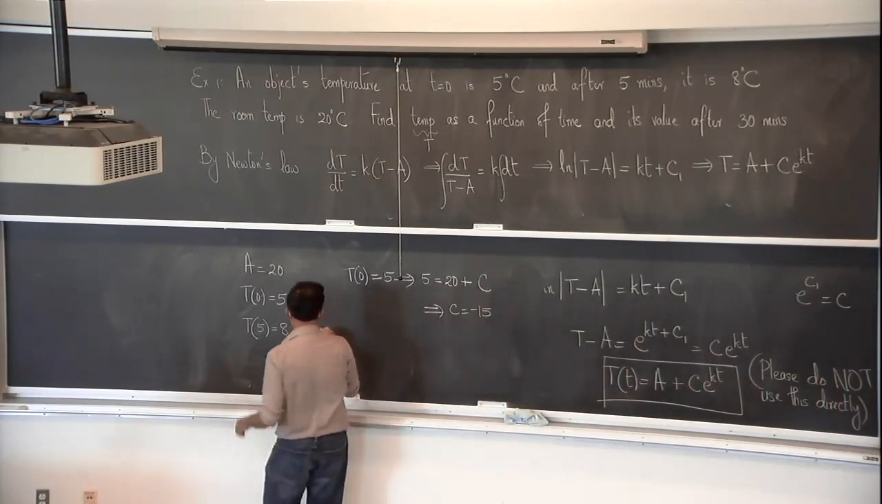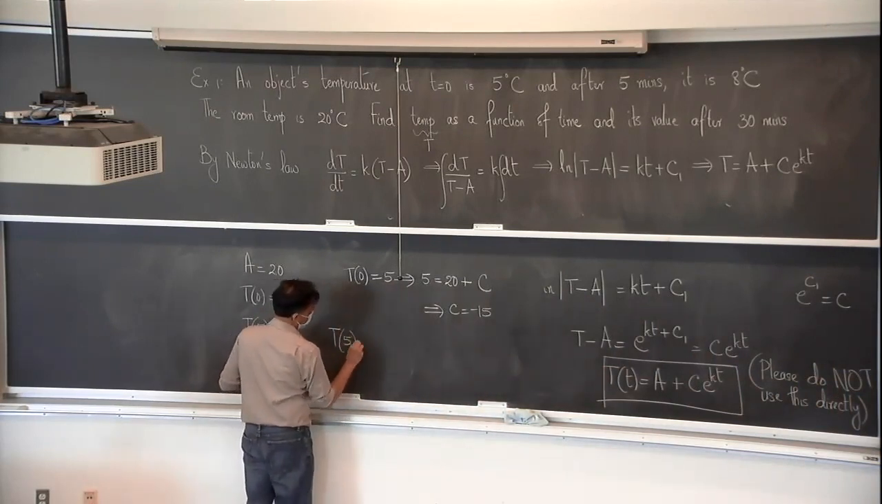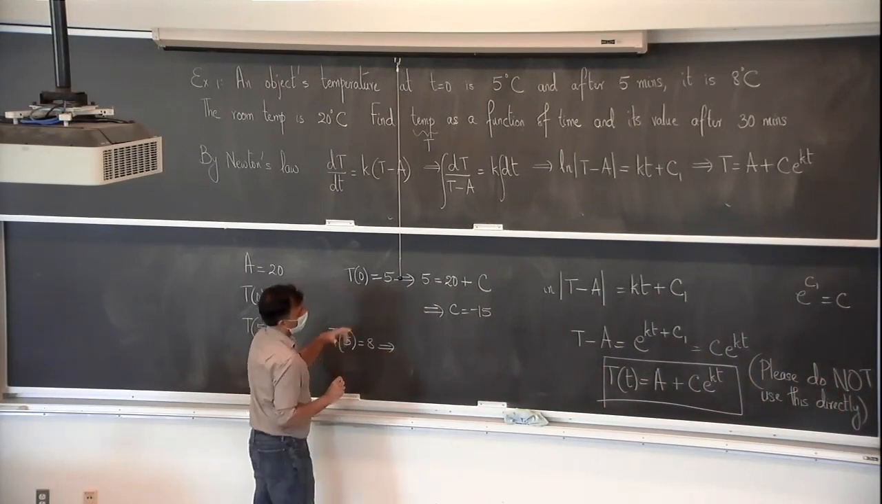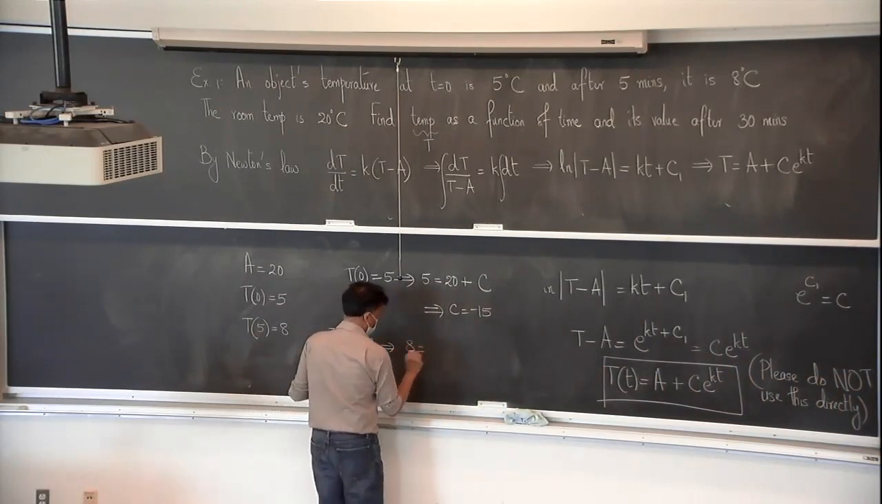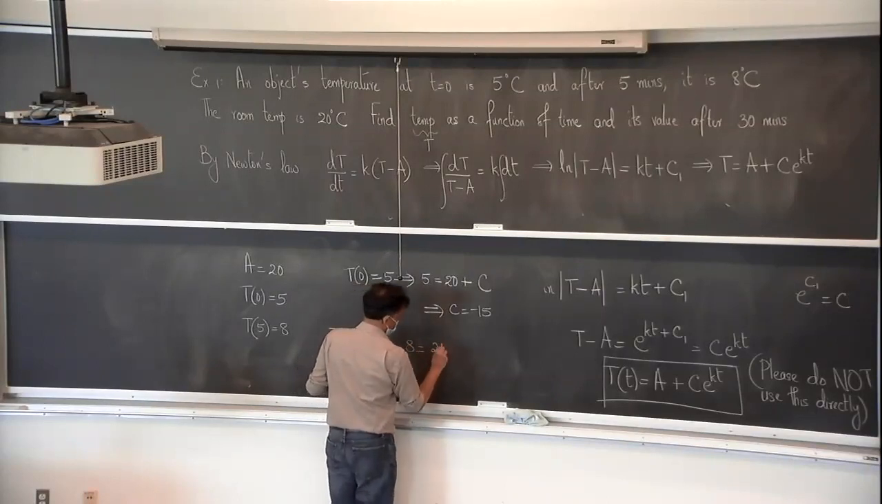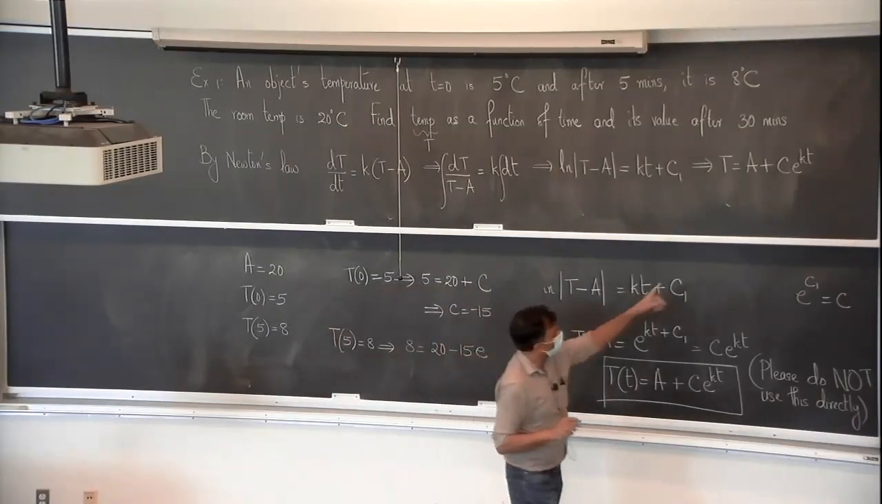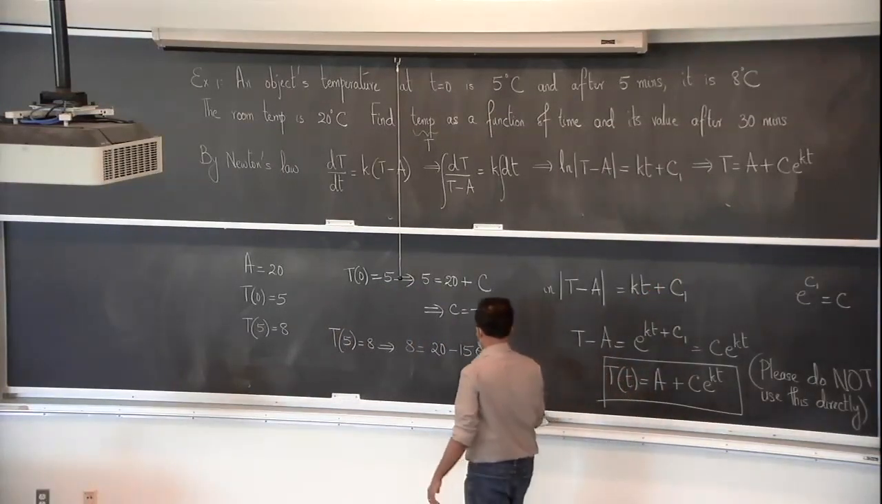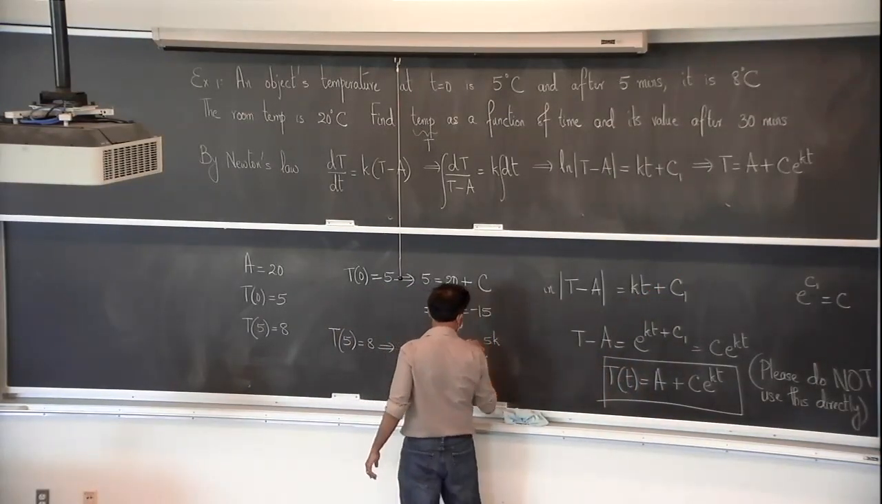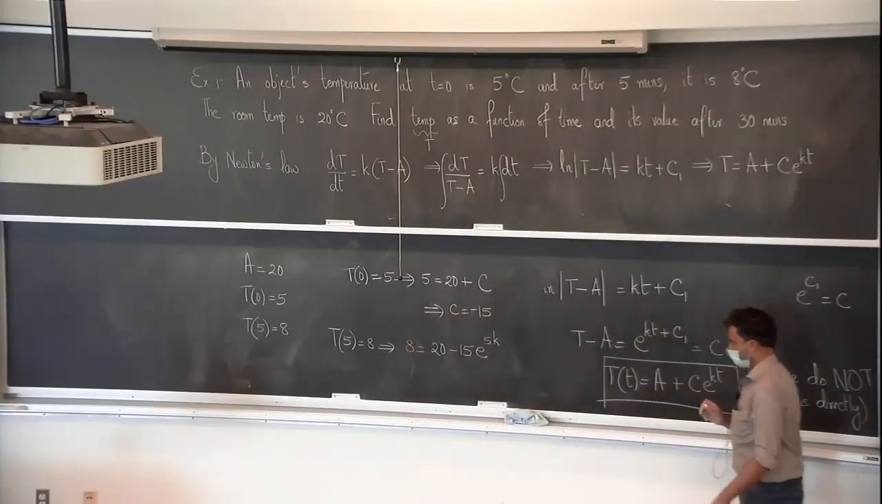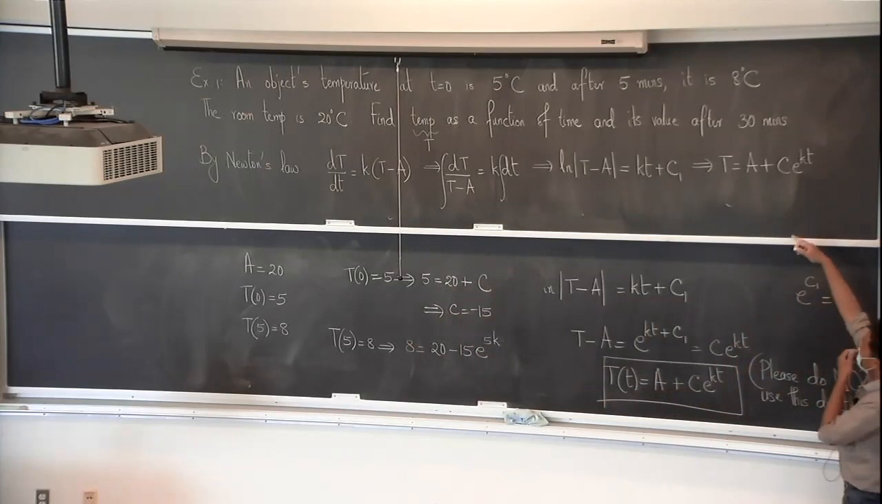Now let's do the second one, T of 5 equal to 8. So 8 equal to, the room temperature hasn't changed, it's still 20, you know C is negative 15, times e to the power of k, which we don't know, and little t is 5, so it's going to be 5k. That is why we need two values, because we have two constants there, A and C. A is always obtained from the initial value, and k is obtained from the other value.